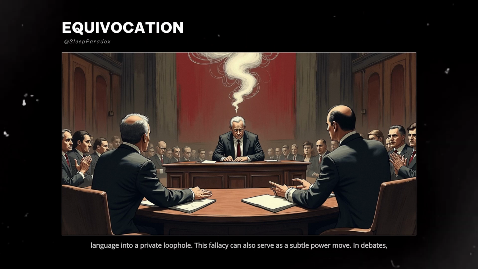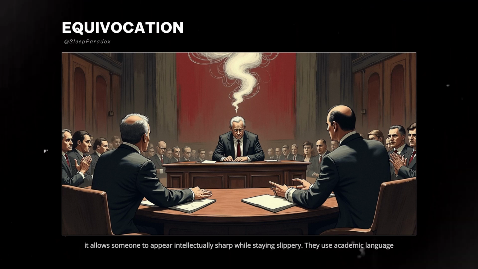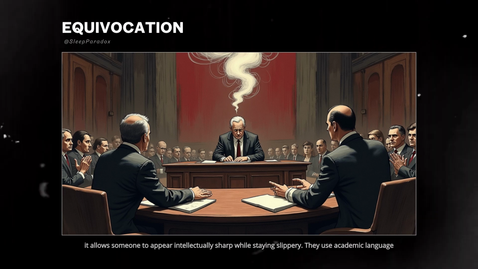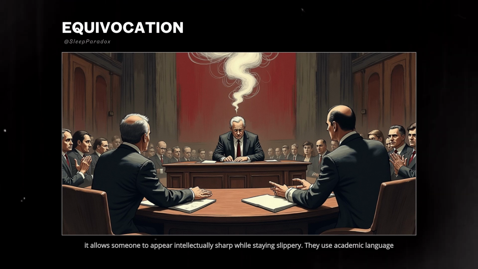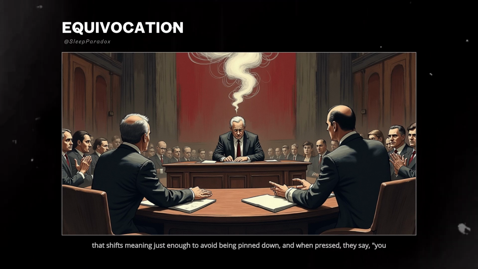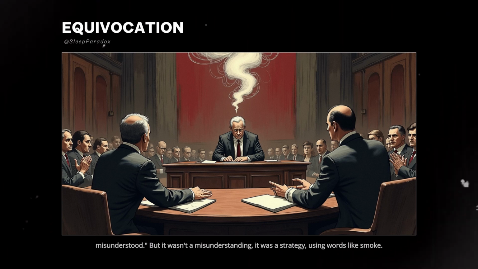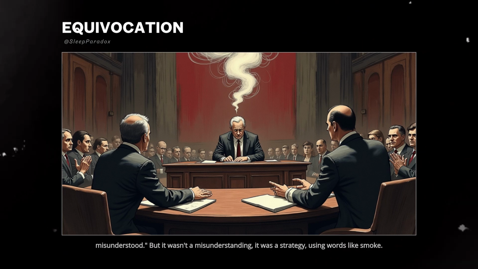This fallacy can also serve as a subtle power move. In debates, it allows someone to appear intellectually sharp while staying slippery. They use academic language that shifts meaning just enough to avoid being pinned down, and when pressed, they say, "You misunderstood." But it wasn't a misunderstanding, it was a strategy using words like smoke.